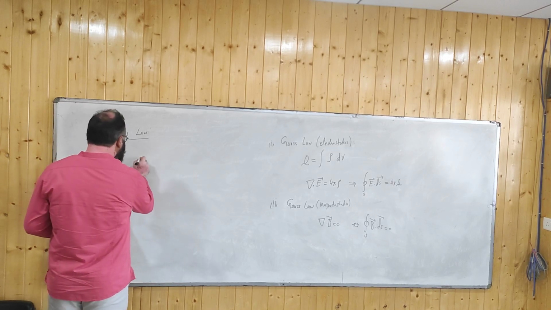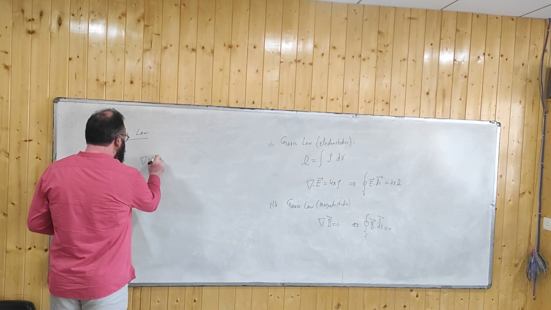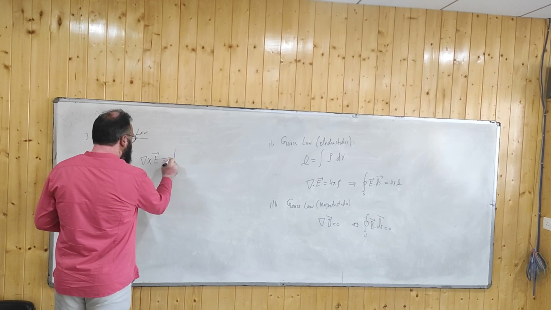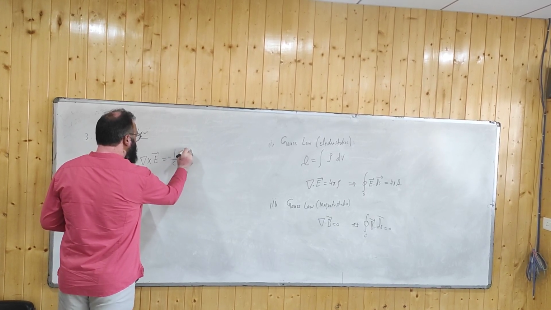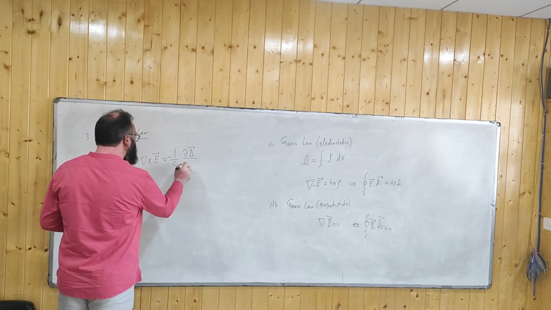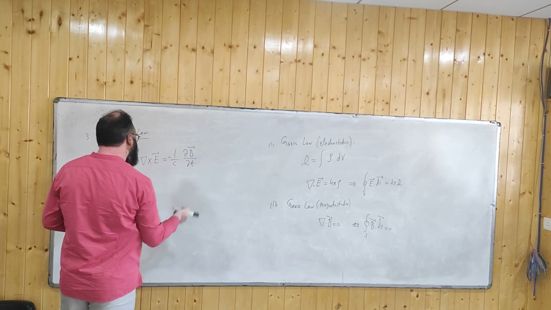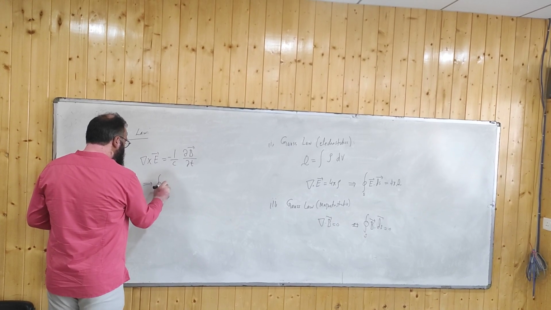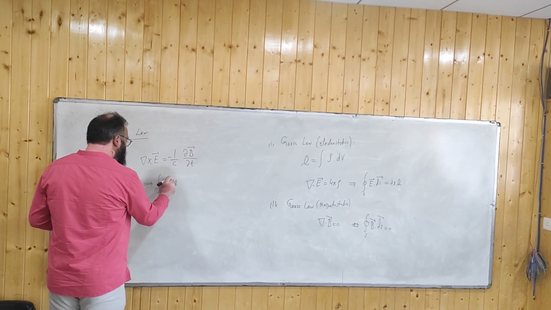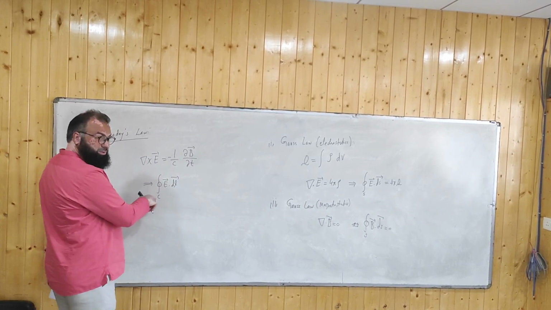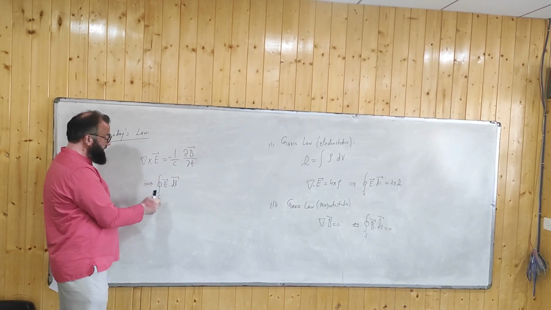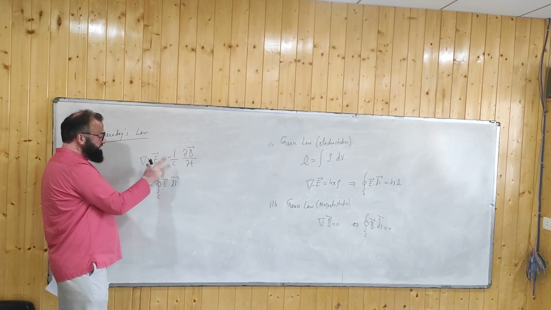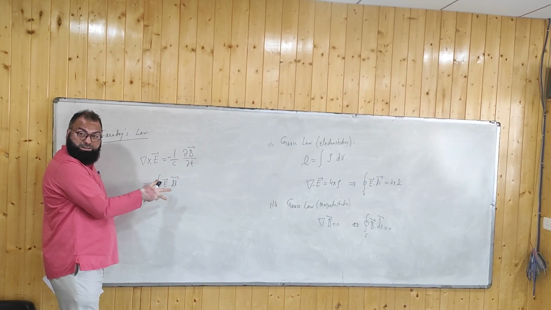So how do we write that? You have curl of E equal to minus 1 by C, and the direction of the EMF is opposite to the change. So it's like this: the integral of E dot dl over a closed loop. This integral is over a loop, because you can convert the curl into a loop integral. Got it?